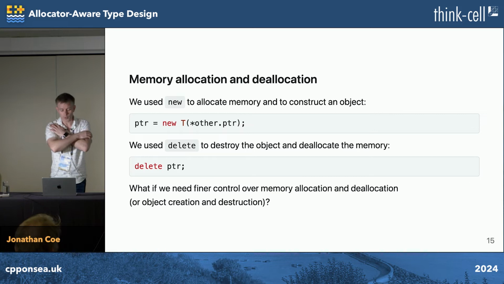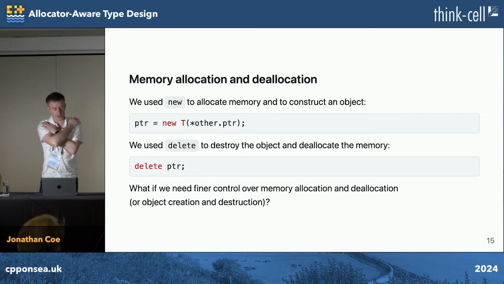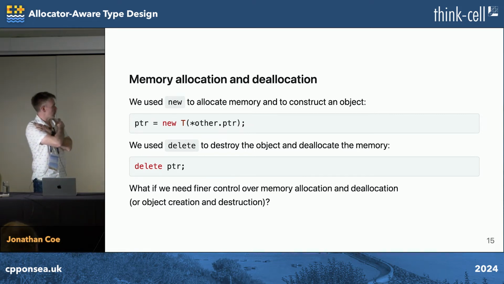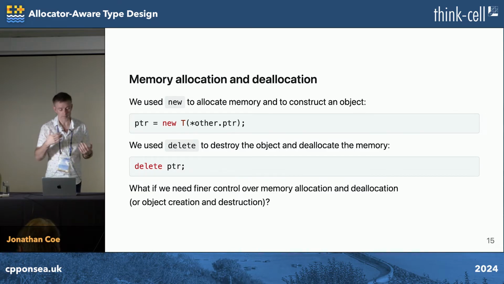So we've used new to allocate memory and construct an object. If you recall, we had a few little bits of code which had placement new in them. And then we use delete to destroy the object and deallocate the memory. But if we want finer control over memory allocation and deallocation, and in fact, maybe we want to divide the construction into object creation and allocation as separate things with different levels of customization in different places, how do we do that?